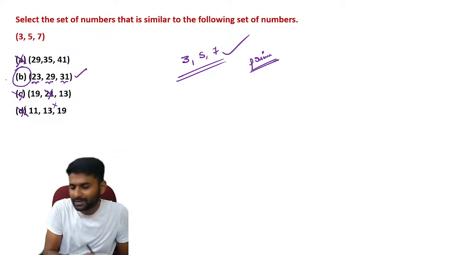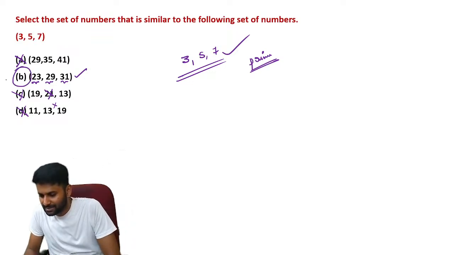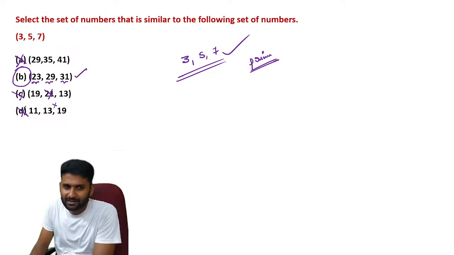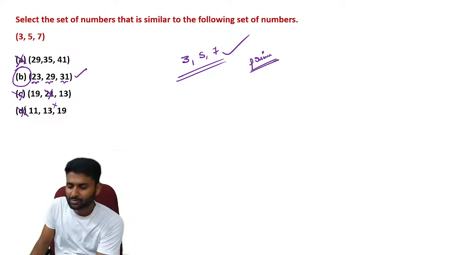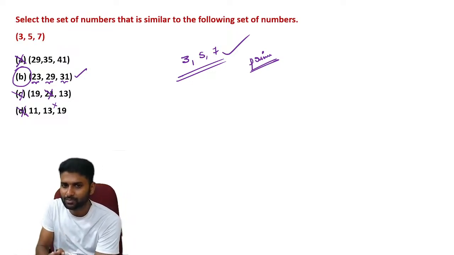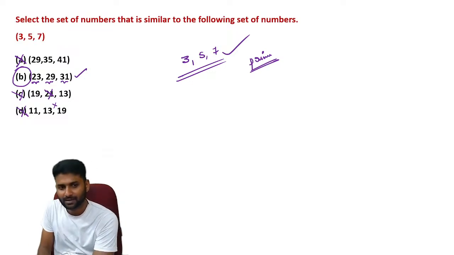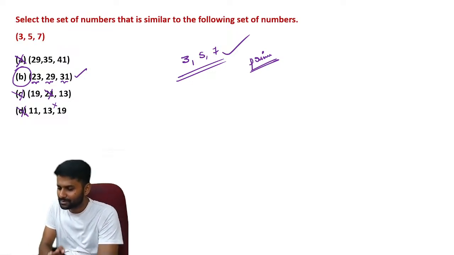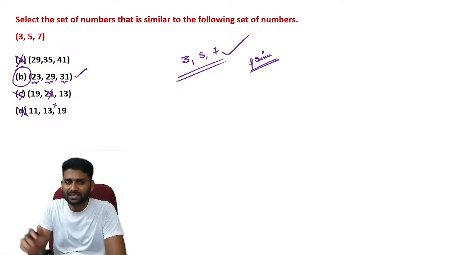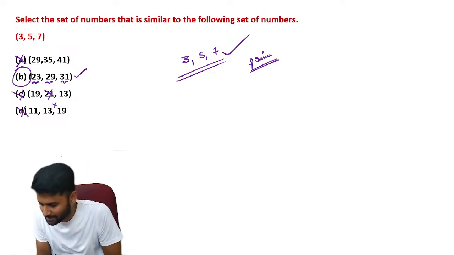If you observe, B is the suitable answer. B, Nana. It's not about difference, it's not about multiples. So it's all about the prime number sequence. 3, 5, 7. There is no prime number left out. So that sequence is followed in option B.